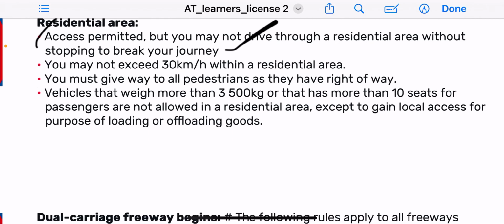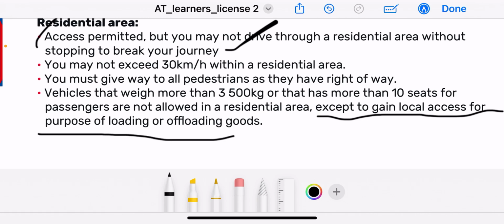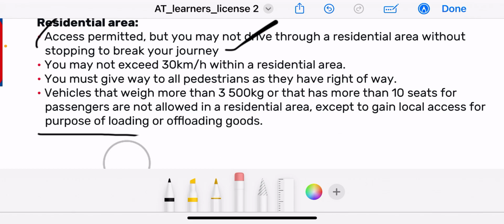And the last point, vehicles that weigh more than 3,500 kilograms or that have more than 10 seats for passengers are not allowed in a residential area except. So don't say they said vehicles like this are not allowed. They said except to gain local access for the purpose of loading or offloading. Okay? That's it.